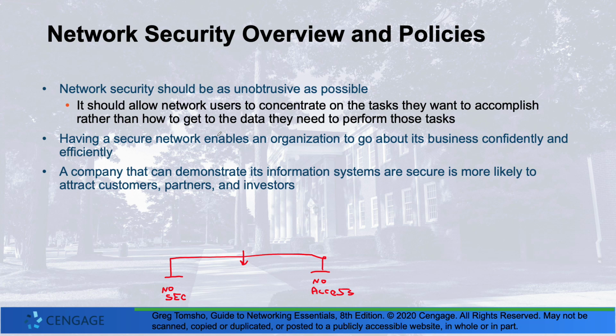A company that can demonstrate its information systems are secure is more likely to attract customers. So think of large organizations that have been breached before. Think of Target, right? I remember when Target got hacked, they got everybody's credit card numbers and I think their driver's license numbers. There was a whole bunch of information that got hacked from Target systems. And because of that, the customers were less likely to use their credit cards at Target because they were afraid that their numbers were going to be sold on the internet.